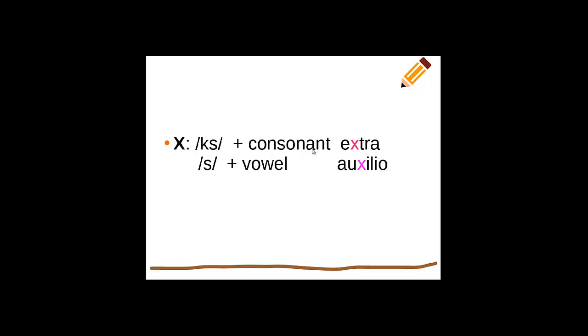X. X can be pronounced in two different ways, depending on the position. It's pronounced like KS, like X, followed by a consonant, like in extra, and like an S if it's followed by a vowel, like auxilio, help.